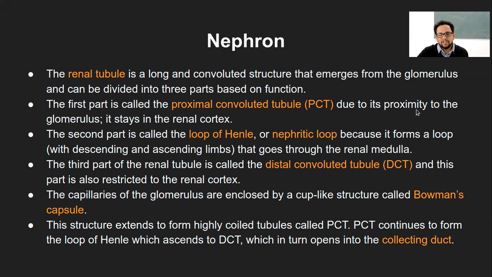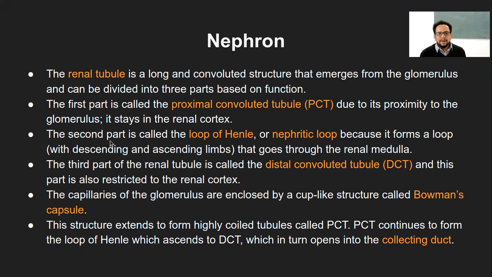Due to its proximity, its closeness to the glomerulus, that is why it is called proximal convoluted tubule, and it stays in the renal cortex, that is the outer part of the kidney, or the outer layers of the kidney. That's where the PCT is present.